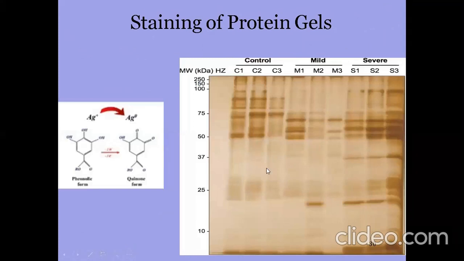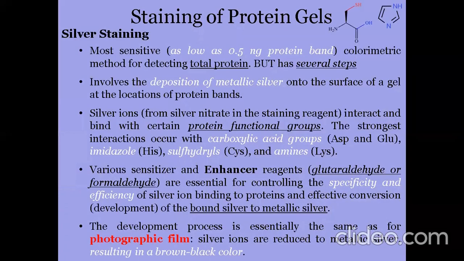And here we go. This is actually the staining with silver. So this is silver stain. The bands are brown black in color, and if you can see, these are silver ions. They are converted into metallic silver, and they actually bind with the protein, and that's it. Am I clear on this? Yes, sir.